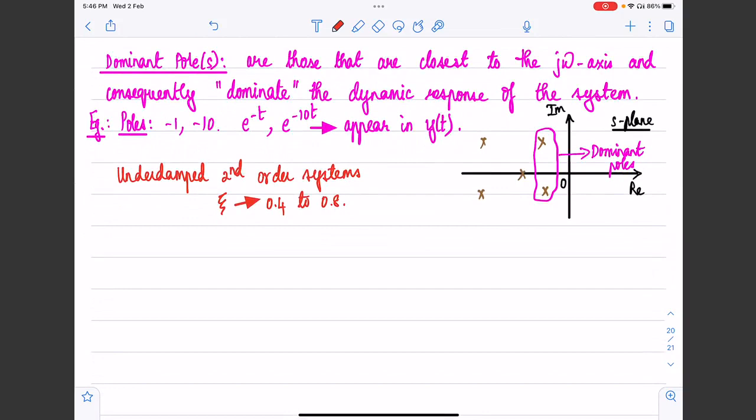So in the next class, I will derive the unit step response of underdamped second order systems and use that to derive some performance metrics that will be used for quantifying performance of second order systems. That's the exercise we'll do in the next class.